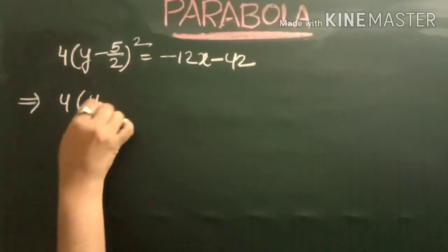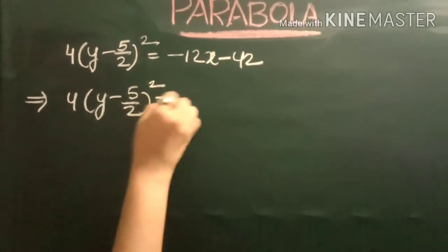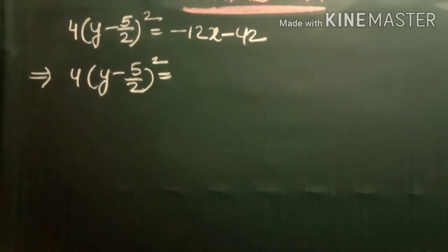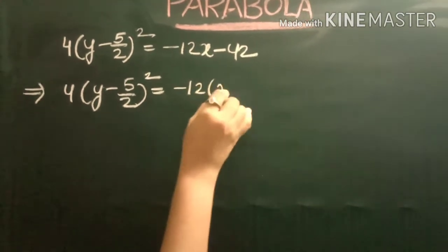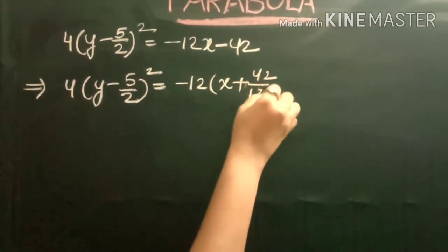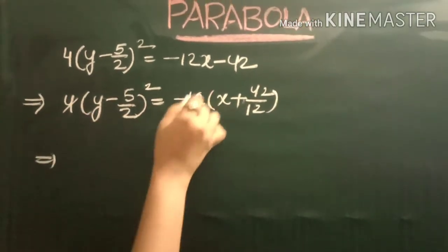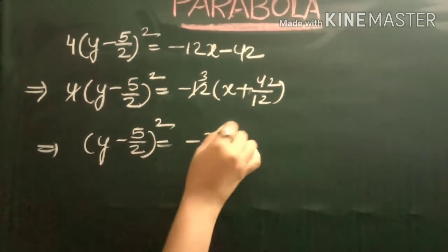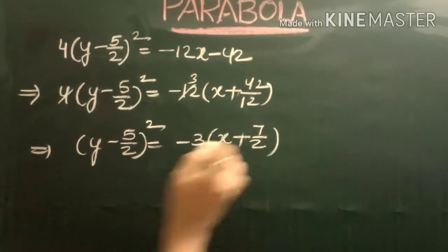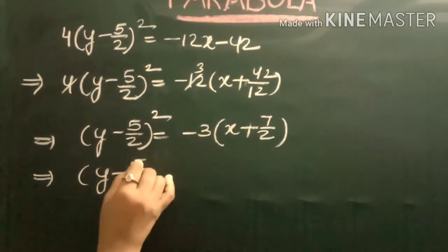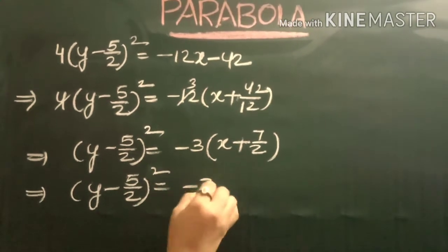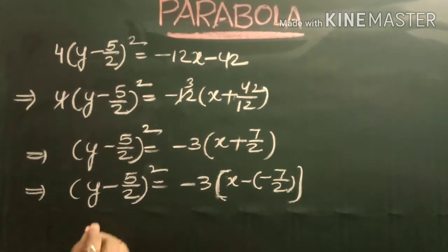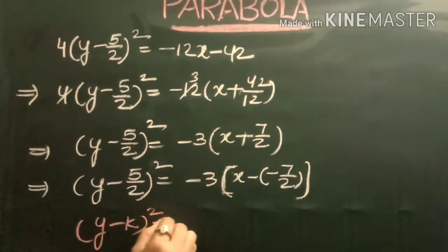This is 4 into y minus 5 by 2 whole square is equal to, now from the two terms on the right we take the x coefficient as common. Here the x coefficient is minus 12, so taking minus 12 common, minus 12 into x plus 42 by 12, which implies, now this is cancelled by 3 times. Now y minus 5 by 2 whole square is equal to minus 3 into x plus 7 by 2, and this is y minus 5 by 2 whole square is equal to minus 3 into x minus minus 7 by 2, which is in the form of y minus k whole square is equal to minus 4a into x minus h.